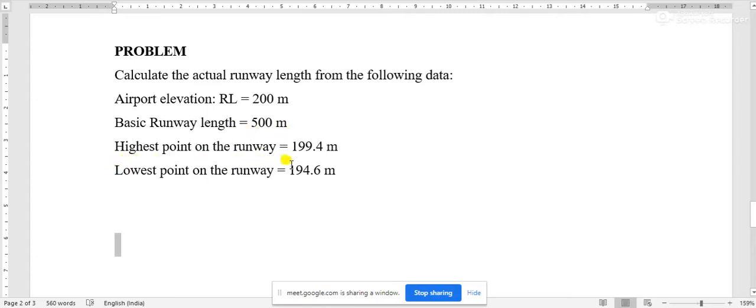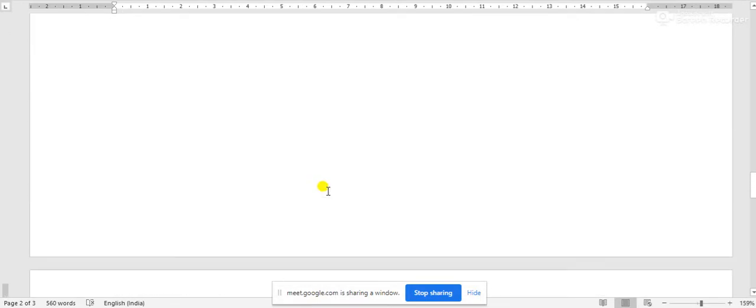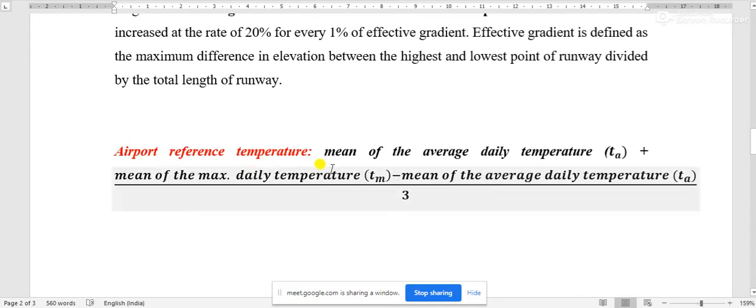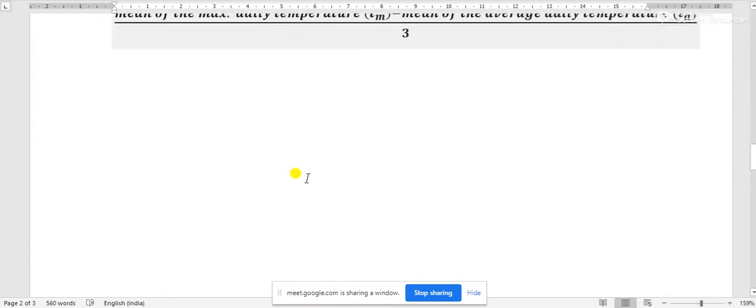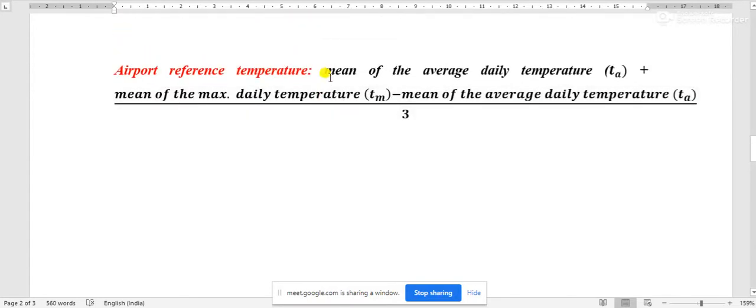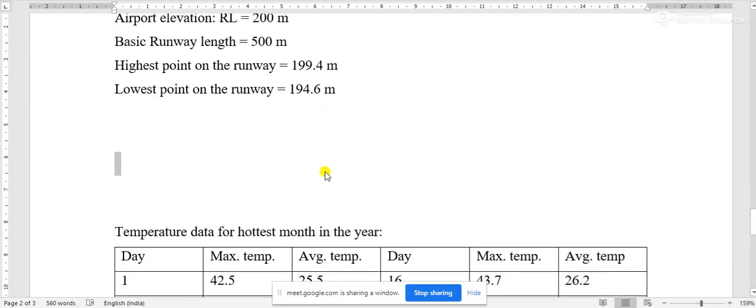The highest point of the runway is 199.4 meter, and the lowest point of the runway is 194.6 meter. These data are given, and another thing is to calculate the airport reference temperature. Regarding this airport reference temperature, you need the data to calculate the mean of the average daily temperature and mean of the maximum daily temperature. That means you need all the data of average daily temperature and maximum daily temperature for a specific time of a year.